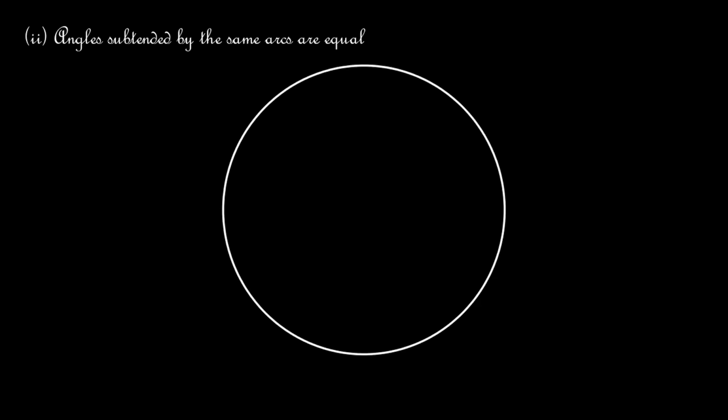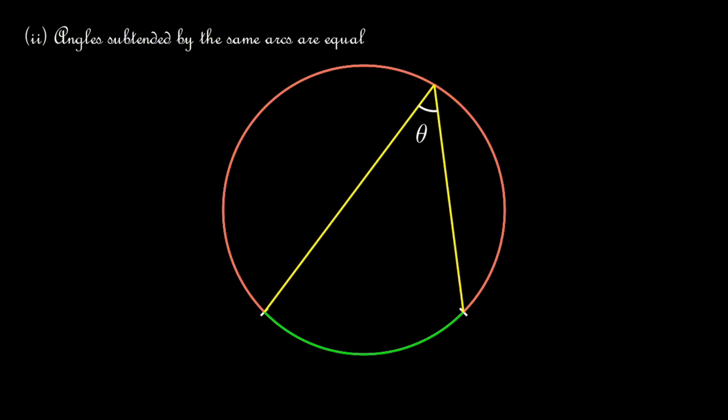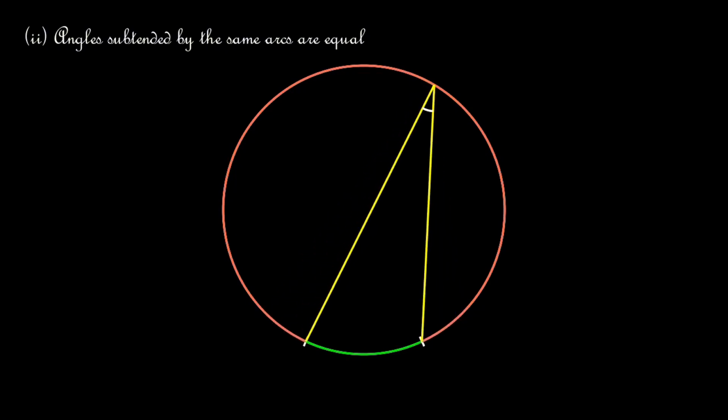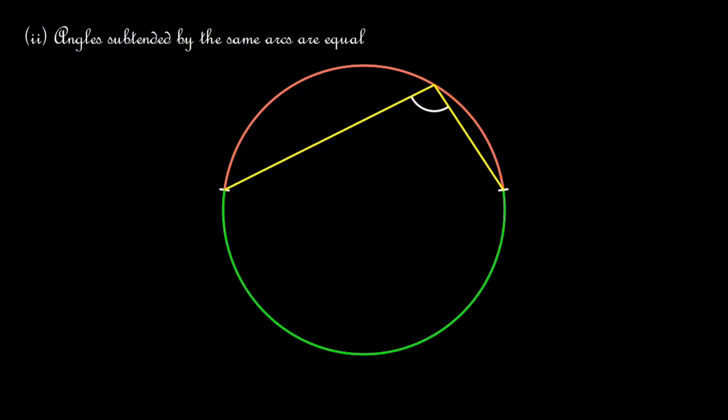Consider a circle and an arc of the circle shaded in green. The angle subtended by this arc on any point on the other arc is the same. That is, the value of the angle theta is preserved over all the points on the other arc. This property is true irrespective of the size of the other arc under consideration.